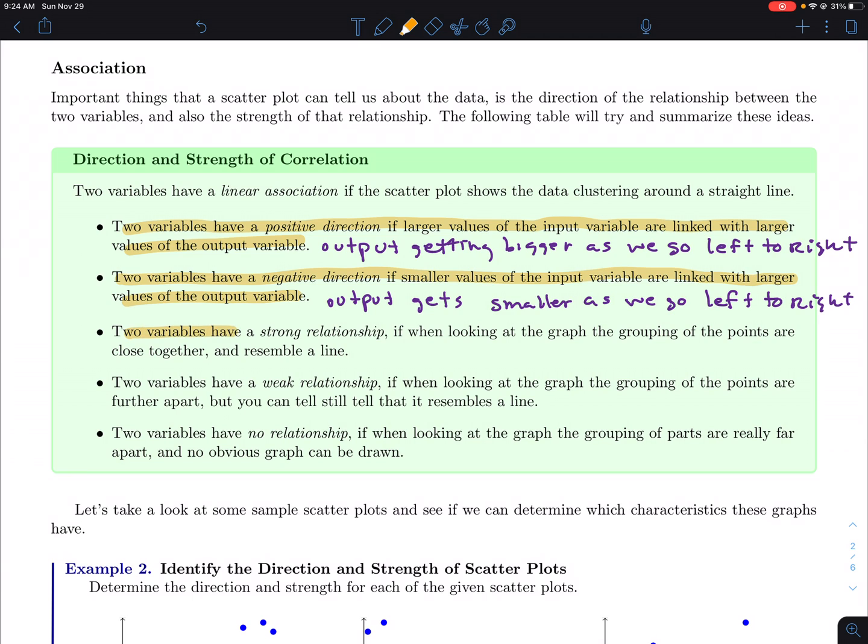So two variables have a strong relationship if the grouping of the points are close together and resemble a line. They're weak if, when you're looking at the graph, the points are further apart, but you can still tell that it resembles a line. And then finally, the last one is like you basically have no clue. It just looks like a bunch of points, and there's really no obvious shape that you can draw that goes along with those points.